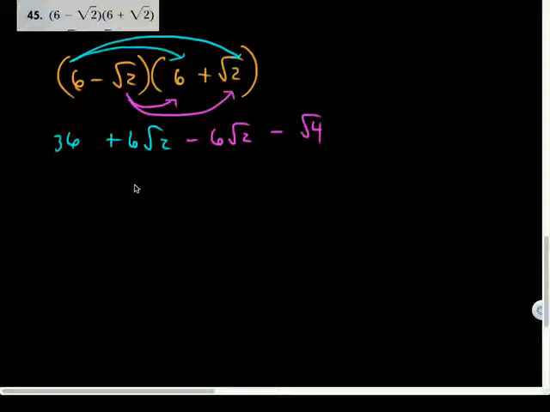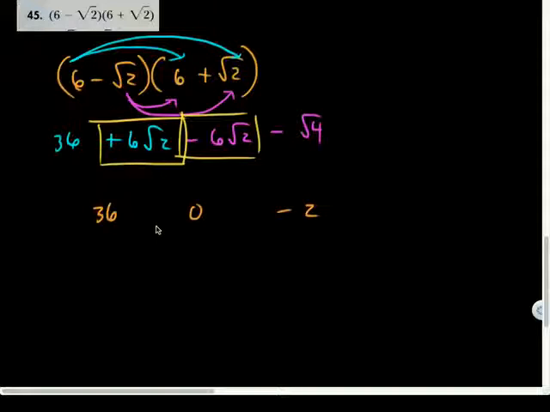Now, combine like terms. Are these like terms? Yeah. Why? Same index? Radicand. Same index, same radicand. Perfect. So I've got 6 radishes minus 6 radishes. How many radishes do I have? 0. So 36 minus 2, and this was 0, right? I can combine those. What's that going to be? 34.